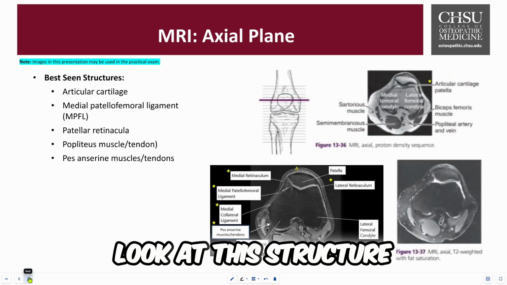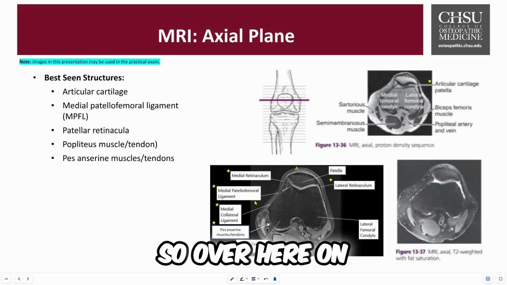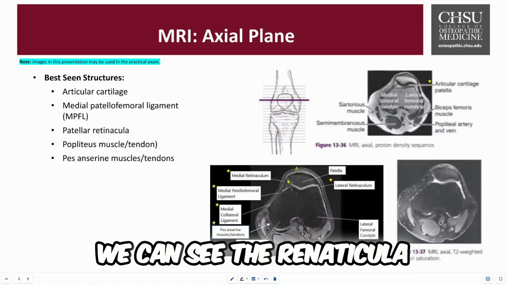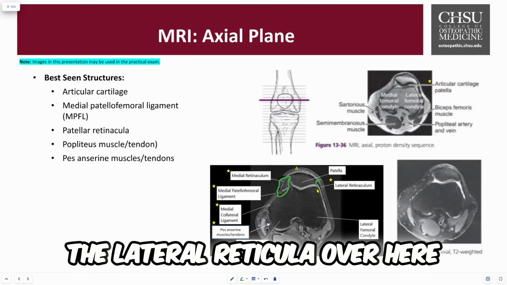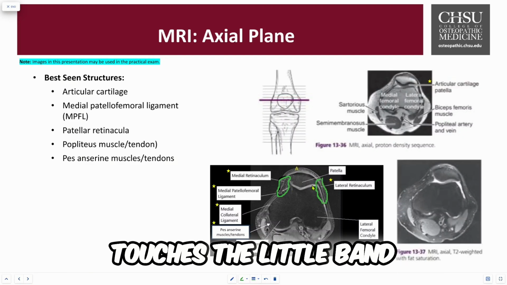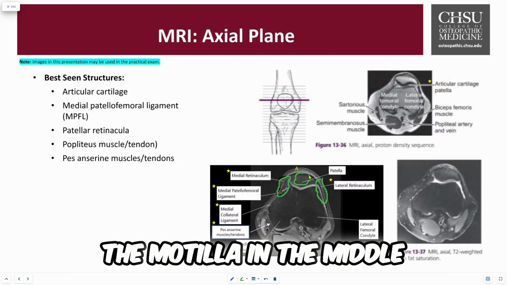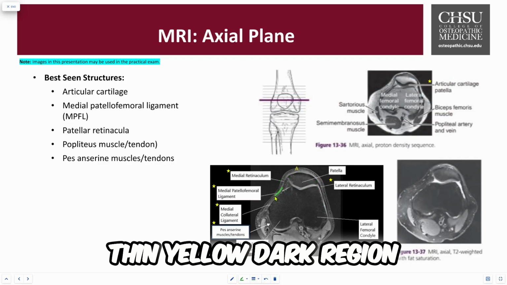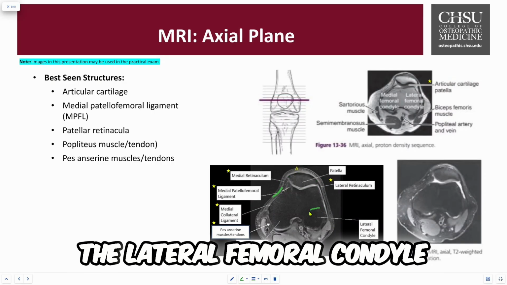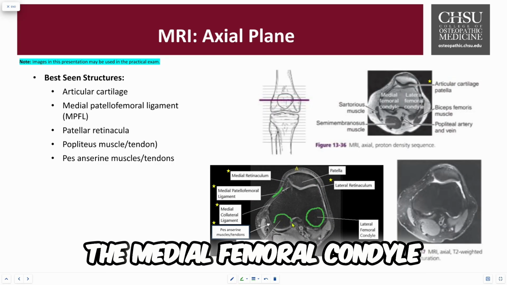So let's take a look at this structure. Over here on the right, we can see the retinaculum, the medial side, over here. And we can see the lateral retinaculum over here, that space where it touches, the little band. The patella in the middle. We have the ligament over here. Ligament right here, that thin yellow dark region. The lateral femoral condyle, the medial femoral condyle.